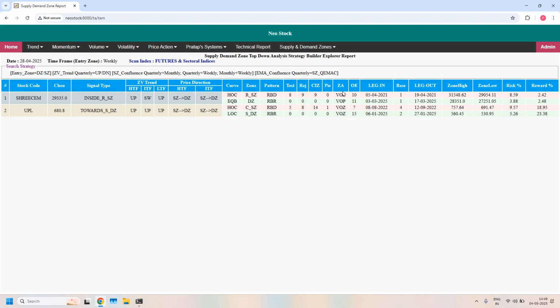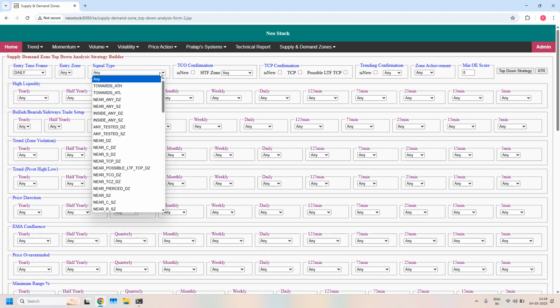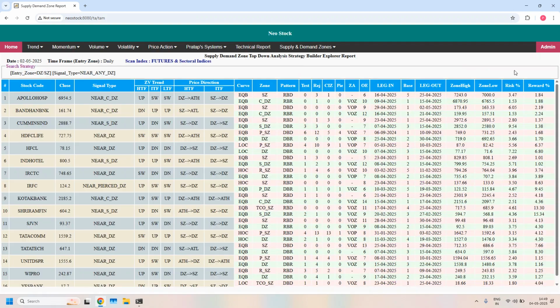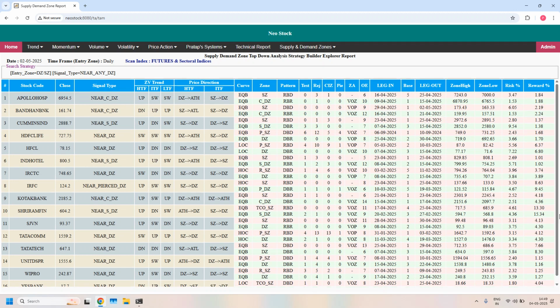Next, we will move on to daily time frame. Entry time frame daily, let us find the stocks near to the daily demand zone. So we got 16 stocks. First 15 stocks, and this is the 16th. So total 16 stocks are there. Let us identify high liquidity zones in this list.